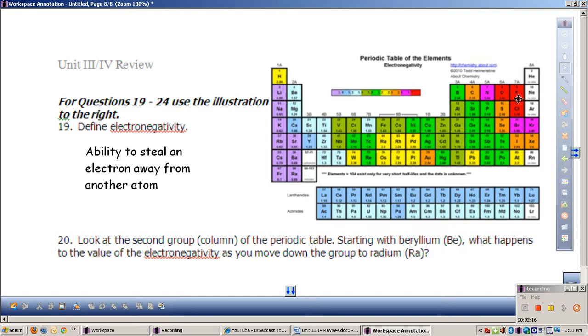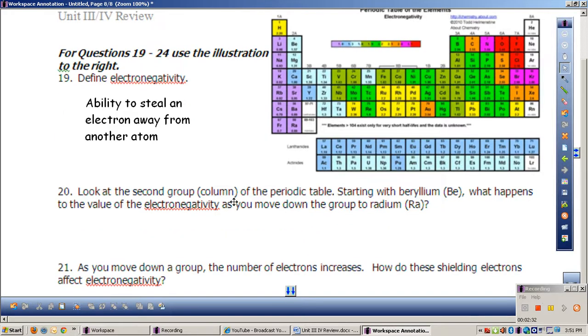That being said, over here you'll find your higher values. Okay? Over here you'll find your lower values. As you go down, you will get lower values. So for number 20, what ends up happening is as you move down the group, it gets smaller. It decreases as you move down a group. Okay? So the answer for number 20 should be decrease.